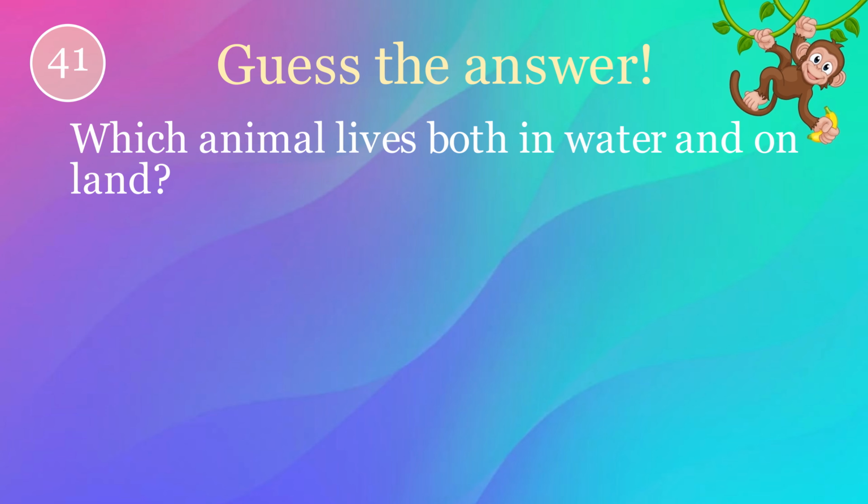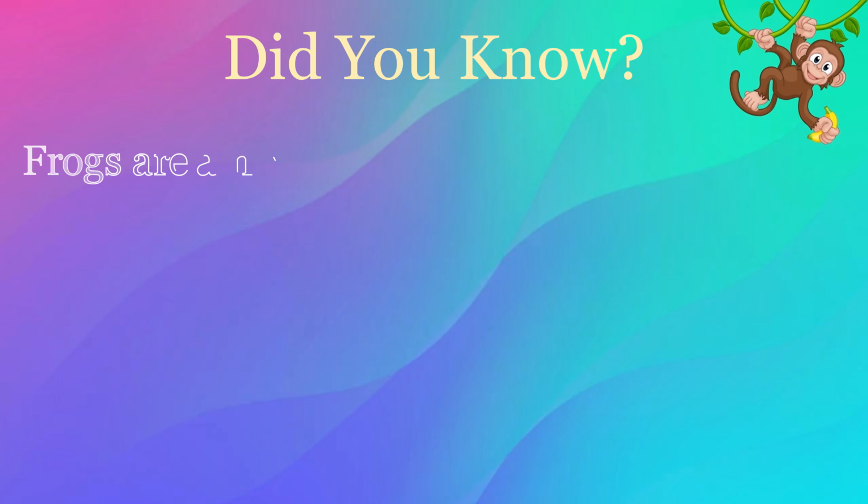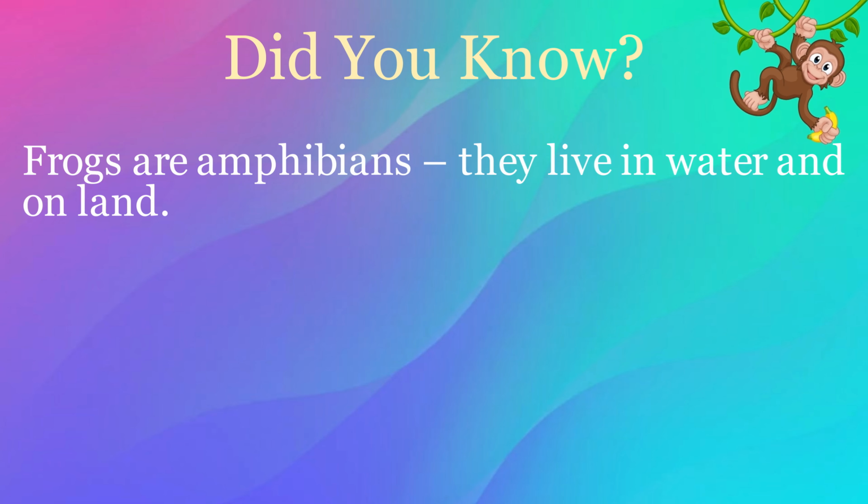Which animal lives both in water and on land? Frog. Dog. Elephant. The correct answer is frog. Here's an interesting fact: frogs are amphibians, they live in water and on land.